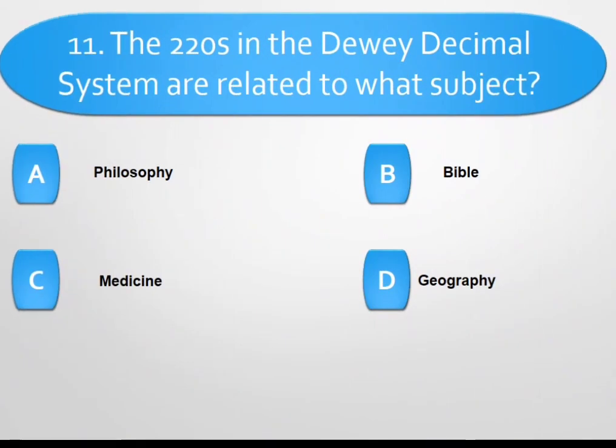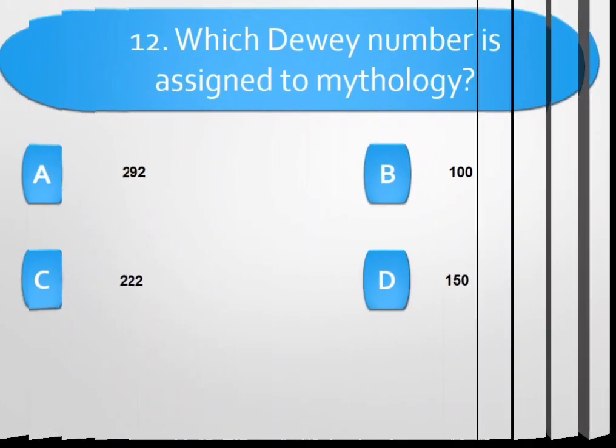The 220 in the DDC system is related to what subject? A philosophy, B Bible, C medicine, and D geography. B is the right answer, Bible.